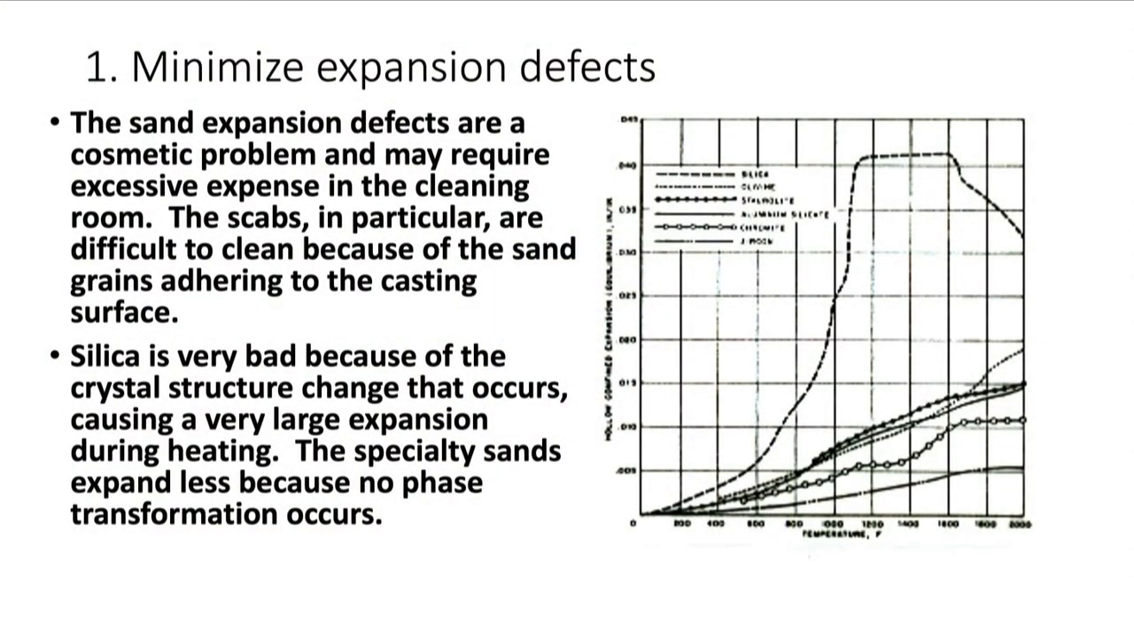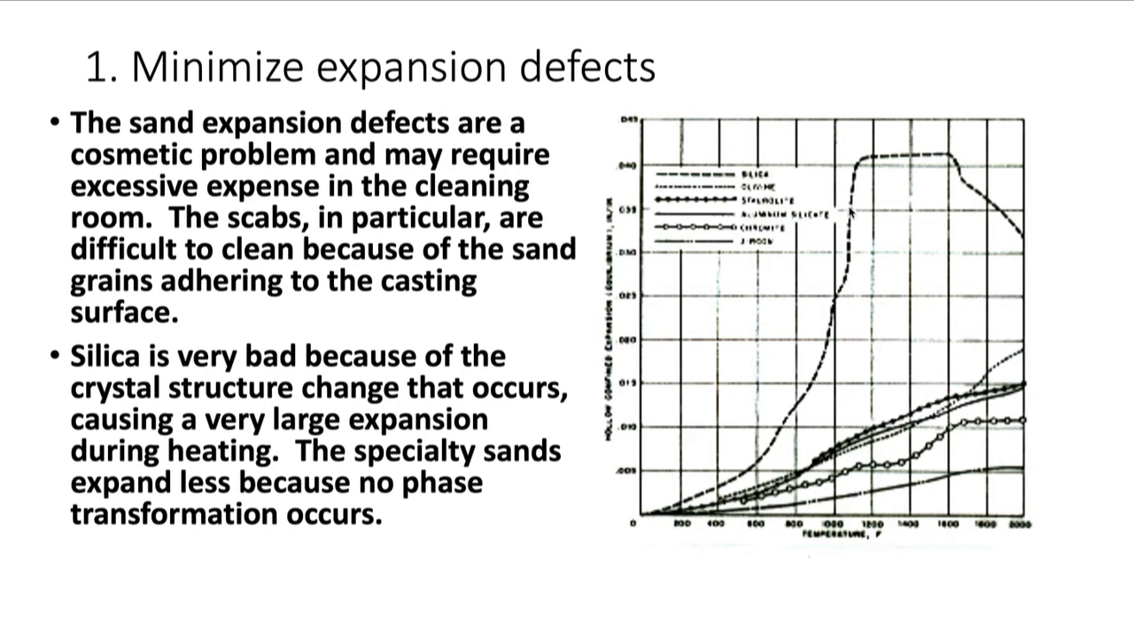Okay, so why do these sand expansion defects form? Well, silica changes its crystal structure at a temperature, and it's hard to read this temperature, but I think that's 1200 degrees right here. This is about 1000 degrees. So it goes up relatively uniformly up to about 1000 degrees, and then it skyrockets, and then it plateaus, and then it comes back down a little bit. So that's kind of weird.